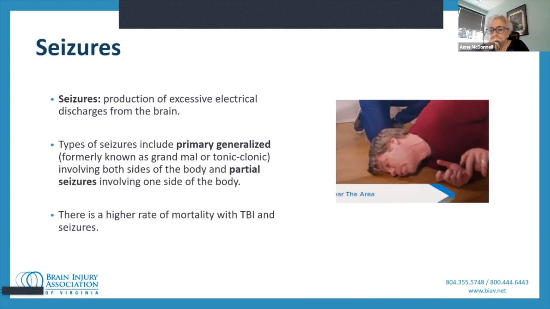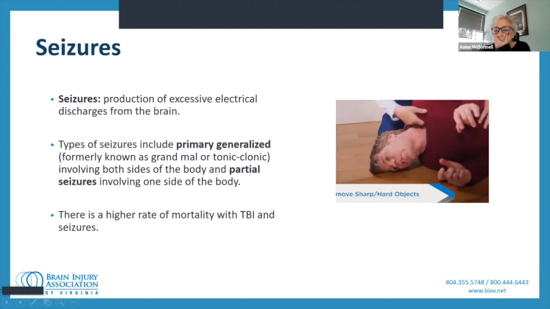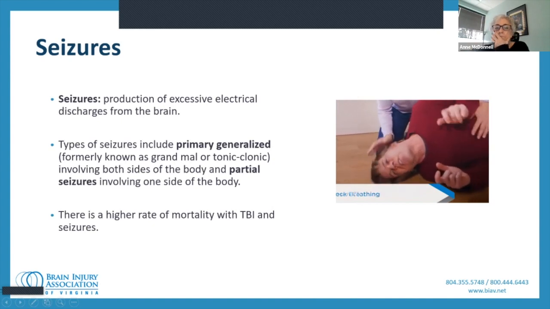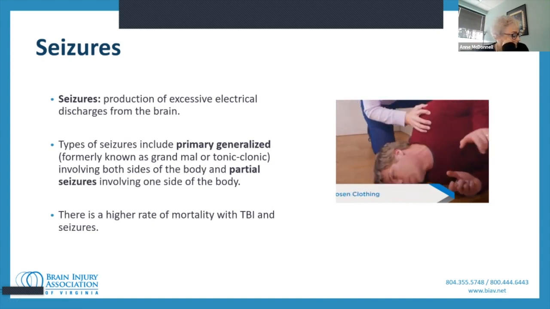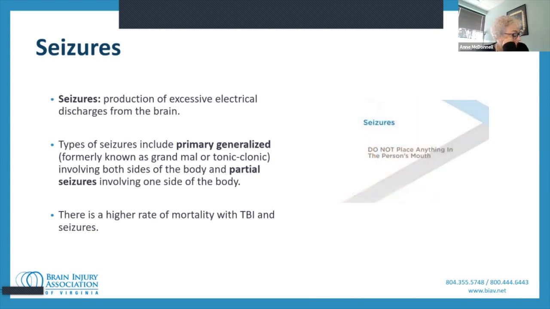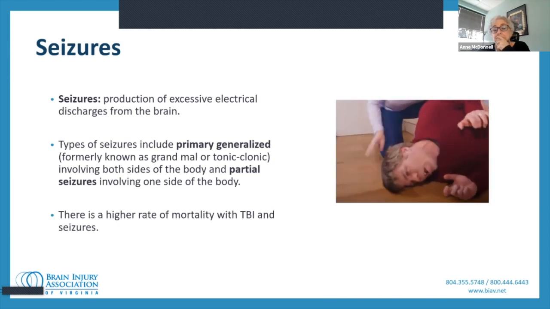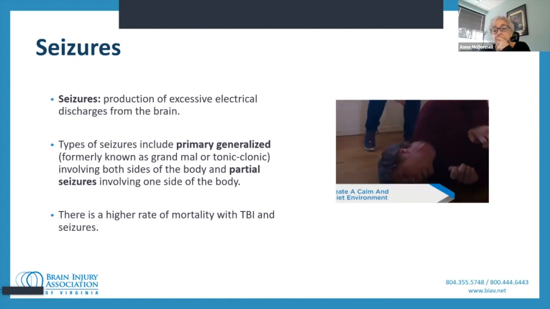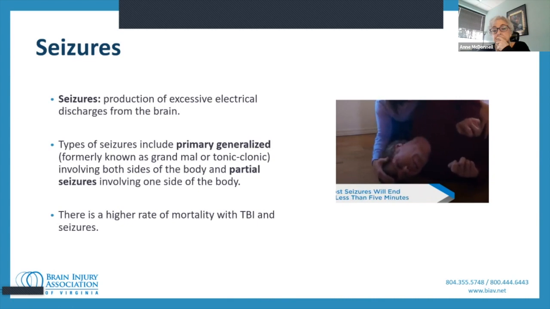Clear the area and make sure to remove all sharp or hard objects. Next, check to make sure that they are breathing. Loosen clothing and anything else that might make it hard for them to breathe. Do not place anything in the person's mouth, including silverware, sticks, or your fingers. Do not hold the person's tongue. It is important not to restrain or leave this person alone. Creating a calm and quiet environment is helpful for everyone. Most seizures will end in less than 5 minutes, even though it may seem longer.